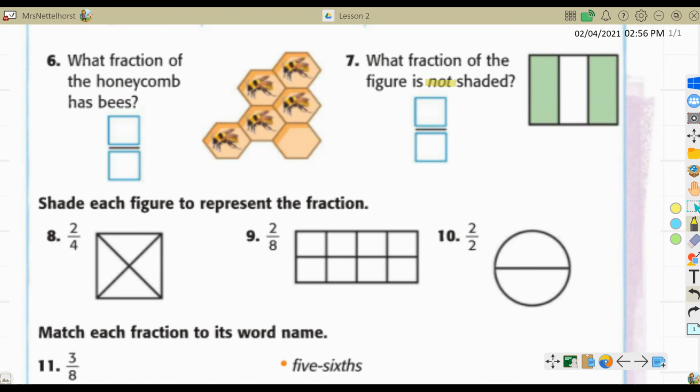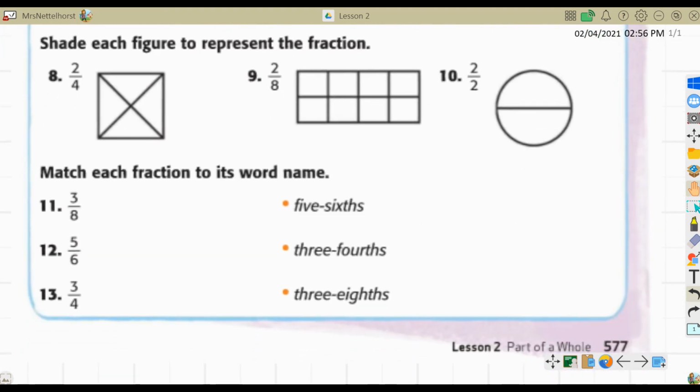Okay. Then for 8 and 9 and 10, you are going to shade each figure to represent the fraction. So they've already given you the equal parts. All you have to do is color in the numerator part. And then match each fraction to its word name. So pay close attention to your numerator and your denominator, and you're just going to draw a line from the fraction to the orange dot next to the words that go with it. So there you go. That is how you name parts of a whole with fractions.